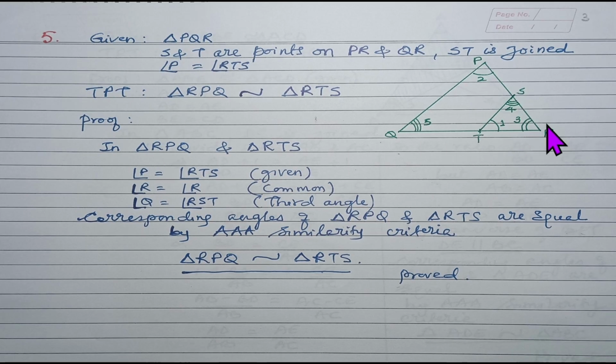Now in triangle RPQ and triangle RTS, angle P is equal to angle RTS, because that has been given to us. Angle P is equal to angle RTS, it is given, that is, angle 1 is equal to angle 2.